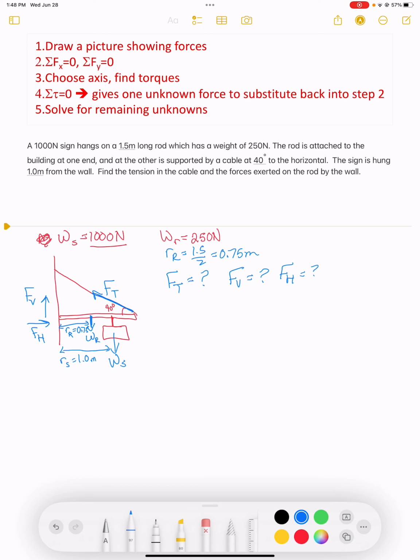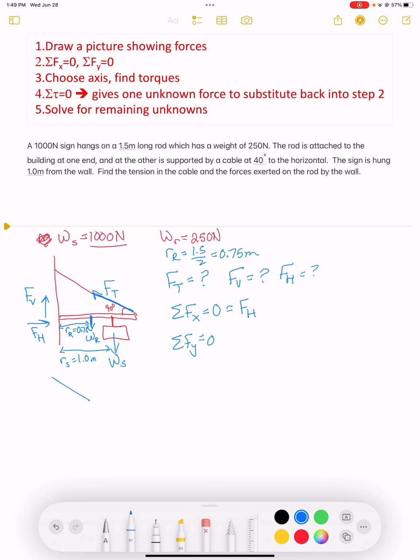Okay, so how do we do it? Well, we've drawn a picture showing all the forces. The next step is to say the net force in the x direction is equal to 0 and the net force in the y direction is equal to 0. So let's look at what forces we have that are horizontal. Well, we've got FH from the wall, and that's going to the right, so we'll make it positive. And let's see, the FV is vertical, weight of the rod is vertical, weight of the sign is vertical. So the only other force that we can have is the x component of the tension.